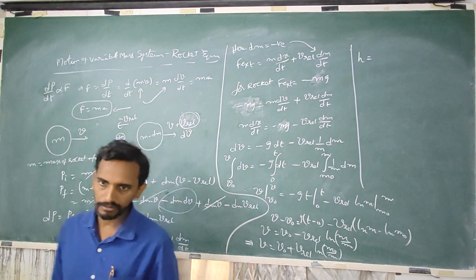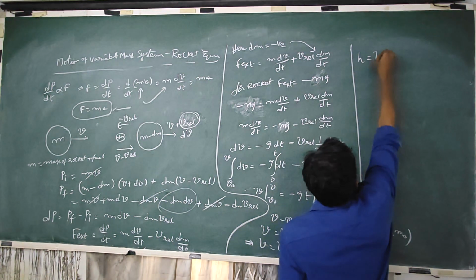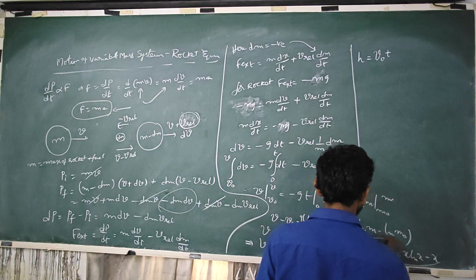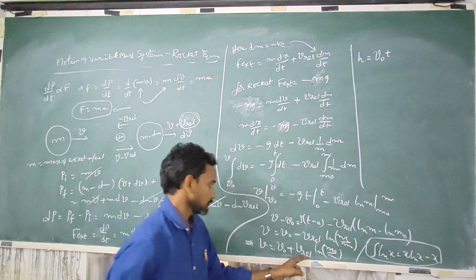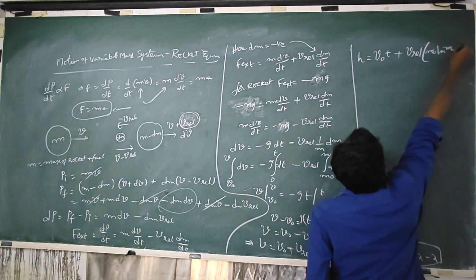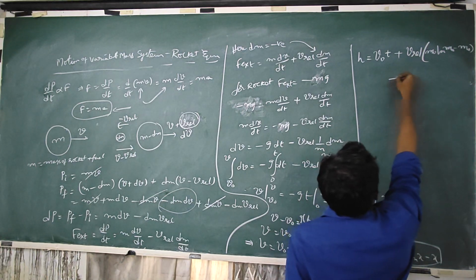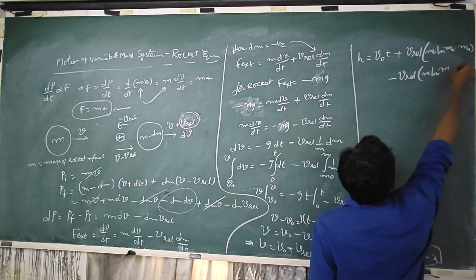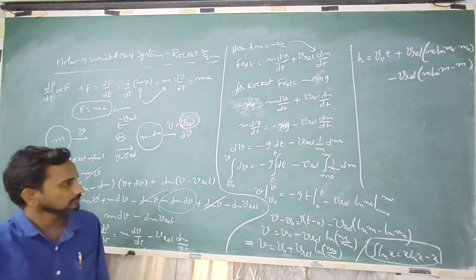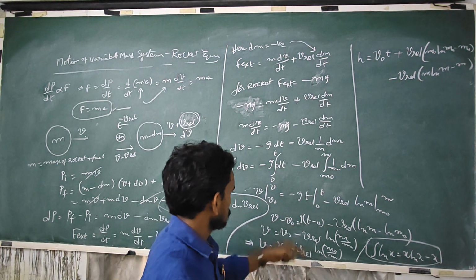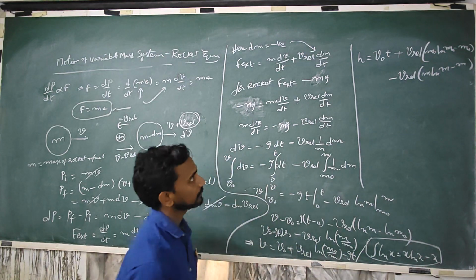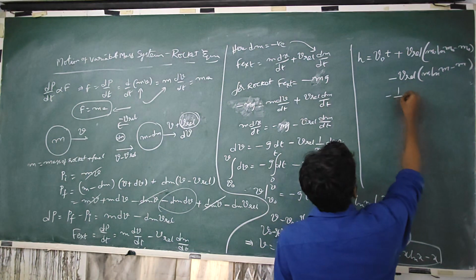If you want to know the final height reached by the rocket, you have to integrate it further over time. So that becomes v naught t, and the integral of log x is x log x minus x. So this becomes plus v relative times m naught log m naught minus m naught, minus v relative times m log m minus m. Minus g t is also there. So minus g t, if you integrate, gives minus 1 by 2 g t square.